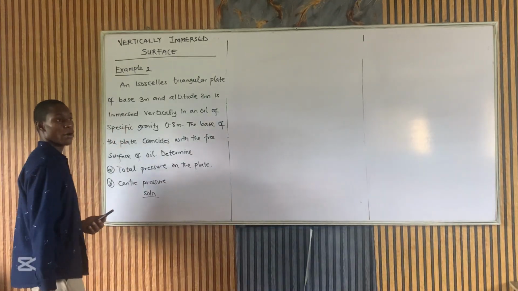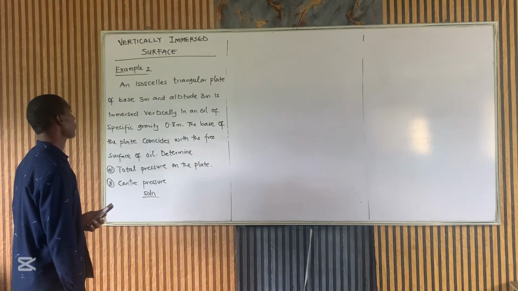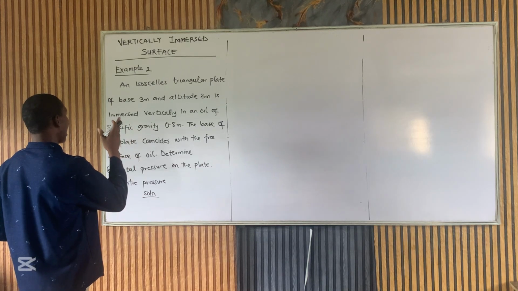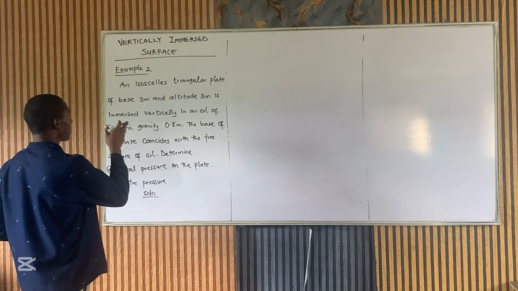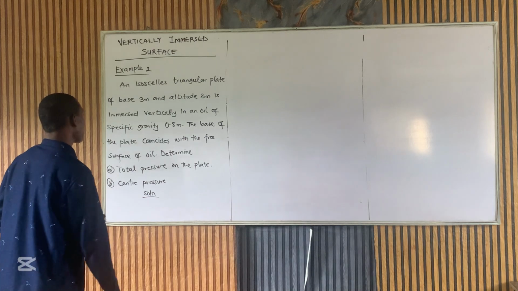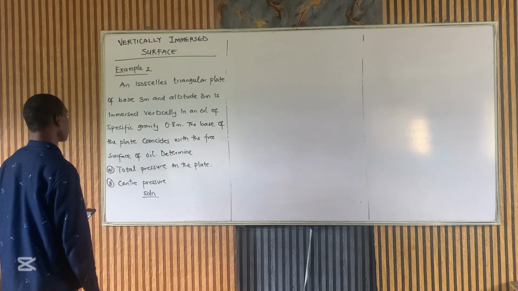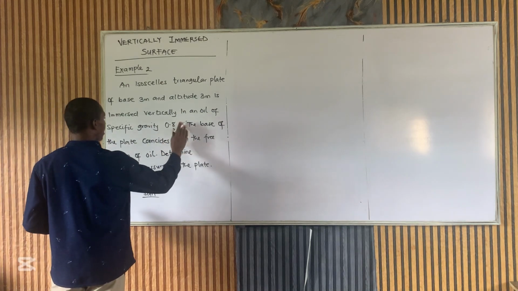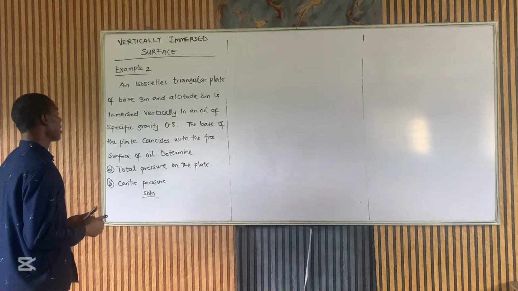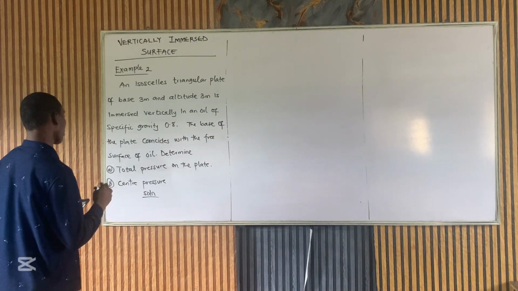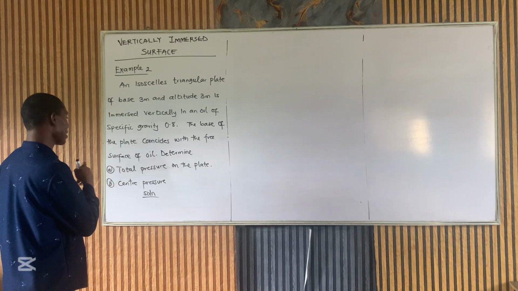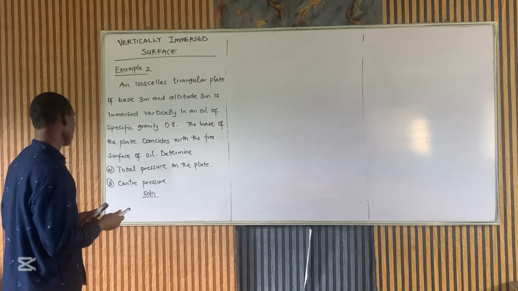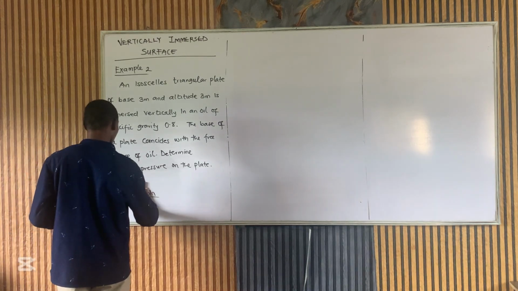Example 2 on vertically immersed surface. An isosceles triangular plate of base 3 meter and altitude 3 meter is immersed vertically in an oil of specific gravity 0.8. There's no meter here, please. The base of the plate coincides with the free surface of oil. Determine the total pressure on the plate and the center of pressure.